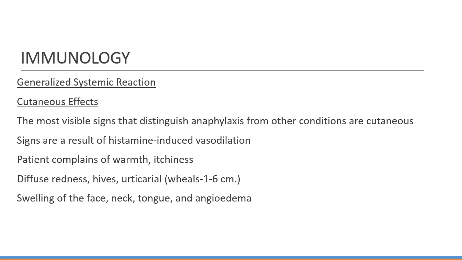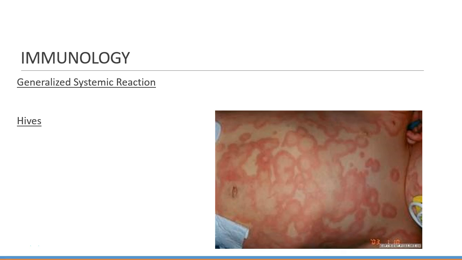The most visible signs that distinguish anaphylaxis from other conditions are cutaneous. The signs are usually the result of histamine-induced vasodilation. The patient complains of warmth, dizziness, diffuse redness. They may have hives, urticarial wheals, anywhere from 1 to 6 centimeters in diameter, swelling of the face, the neck, the tongue, and angioedema. These are some hives on a baby.